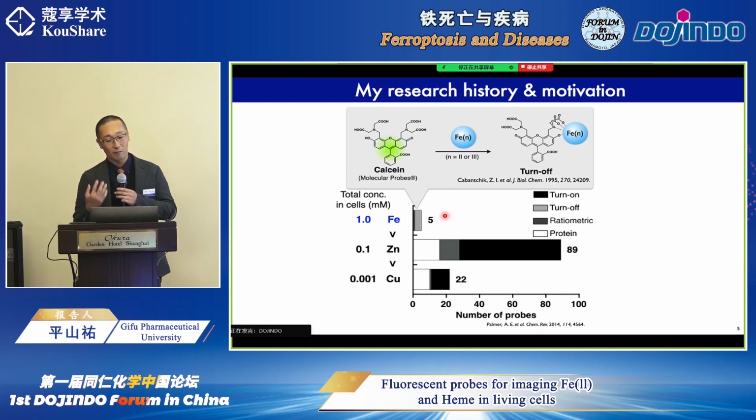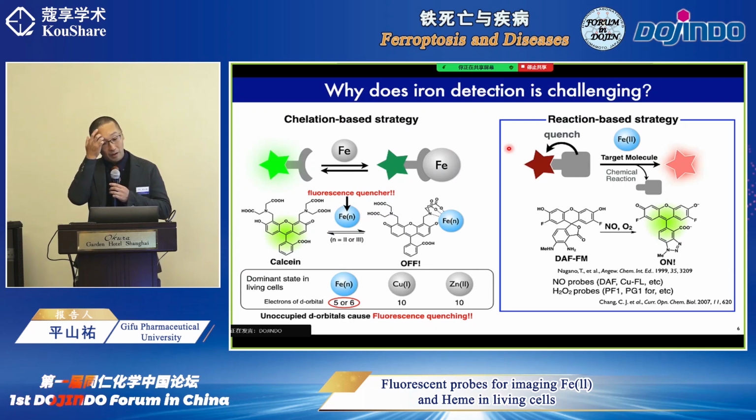When we started, only 5 examples of iron selective fluorescent probes had been reported. Although there are many zinc specific fluorescent probes, calcein was the only commercially available fluorescent probe to detect Fe2+ and Fe3+. And this one is not selective to Fe2+ and Fe3+, and other metal cations also show a turn-off response. Then calcein cannot avoid a turn-off response.